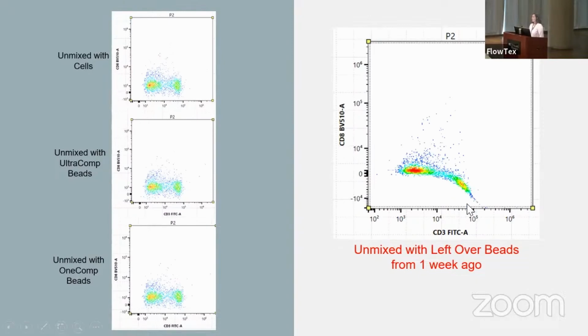I don't know what beads these were. They were sitting around in the fridge though. Doesn't look so good anymore, okay? So bead controls can and do work. I don't mean to give them a bad rap, but just because they worked on Friday doesn't mean that they're also going to work on April in 2-3 weeks.